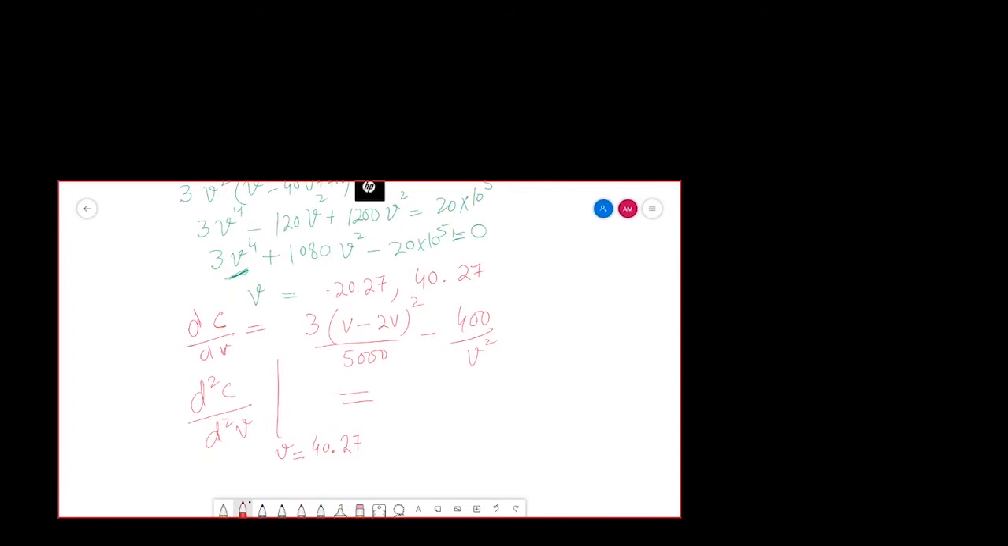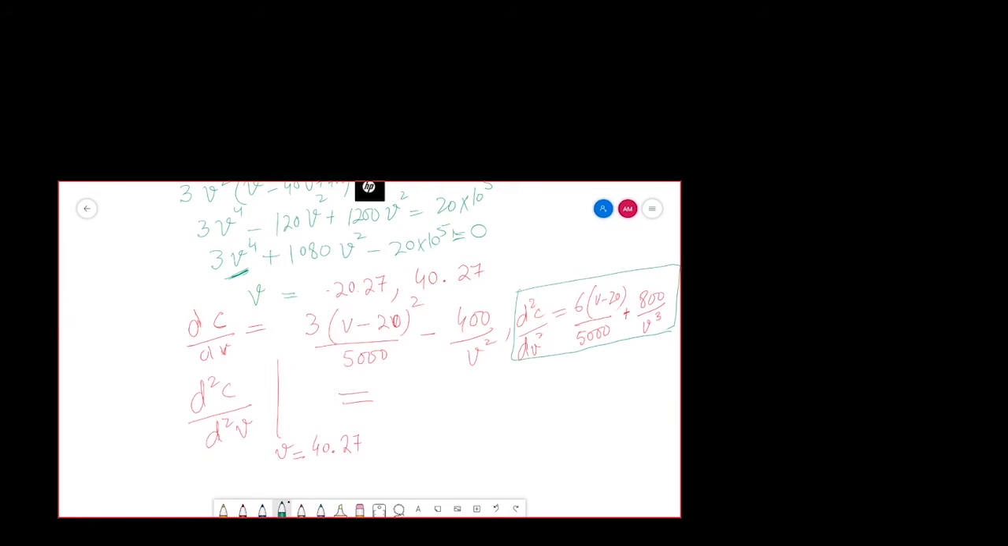And let's see d2c over dv squared. That will become 6, and here it is 20. So it becomes 6v minus 20 over 5000. And it becomes minus, not minus, rather plus, and then it was 800 over v cube. Yeah, this is our second derivative, this one.